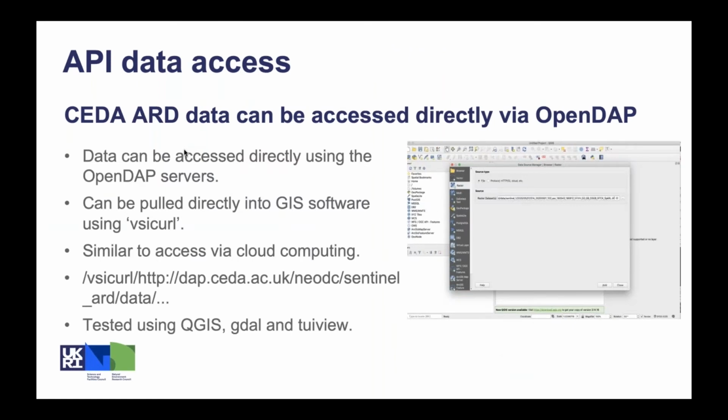Taking you on to the API data access. The CEDAR Sentinel ARD data can be accessed directly using the OpenDAP server. This can be pulled directly into software such as GIS using this vsicurl. So it's similar to accessing data via cloud computing. The example here is the vsicurl command that you put in when you want to input a raster dataset. You just have to fill out the rest of the directory structure and the file name, and then you can put it directly into QGIS without having to download the data.